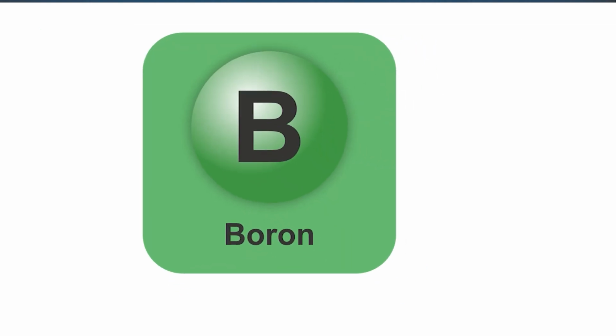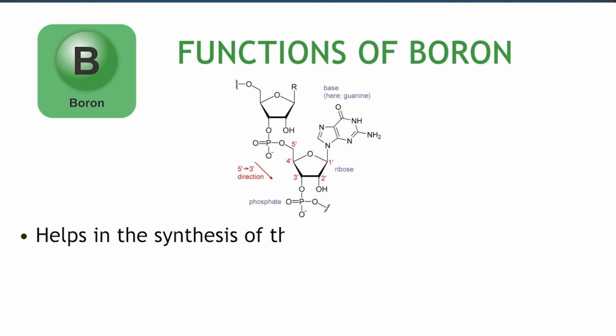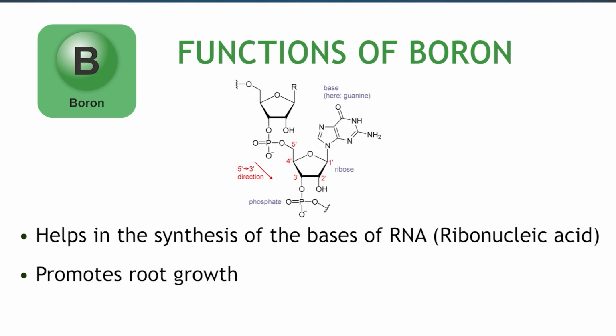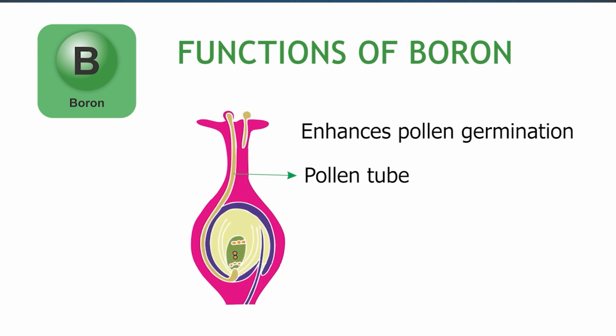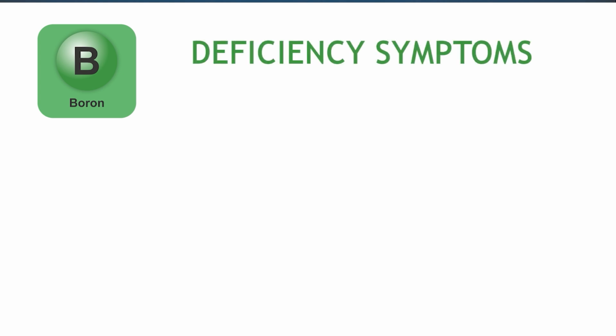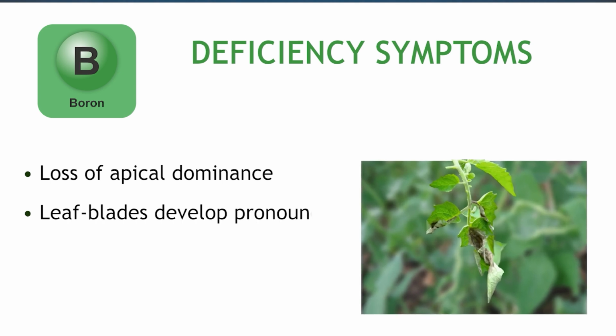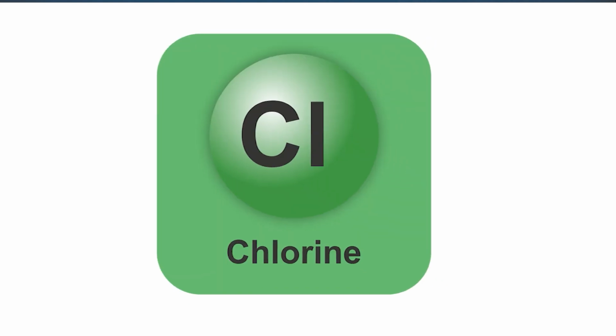12th, boron. Its functions are helps in the synthesis of bases of RNA, ribonucleic acid, promotes root growth, enhances pollen germination and pollen tube growth, thereby improving fruiting. Its deficiency symptoms are loss of apical dominance, leaf blades develop pronounced crinkling, darkening and crackling of petioles.